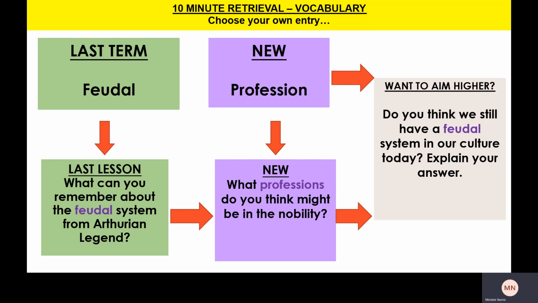So thinking back, what professions do you think might be in the nobility? What sort of jobs or professions might they have had? So stop your video now, please, and jot yourself down some answers.